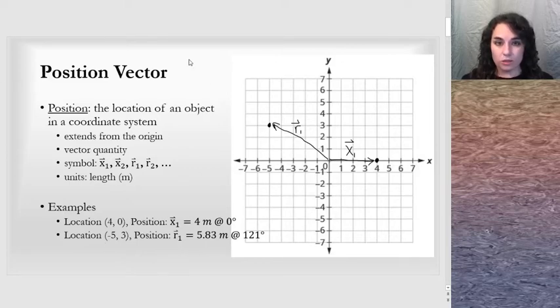All angles are measured from the x-axis. So when I look at the second angle for R1, this angle here, it's measured from the x-axis, and I've already calculated it. That's 121 degrees. So when you see angles, unless otherwise specified, assume that it's measuring from the positive x-axis.